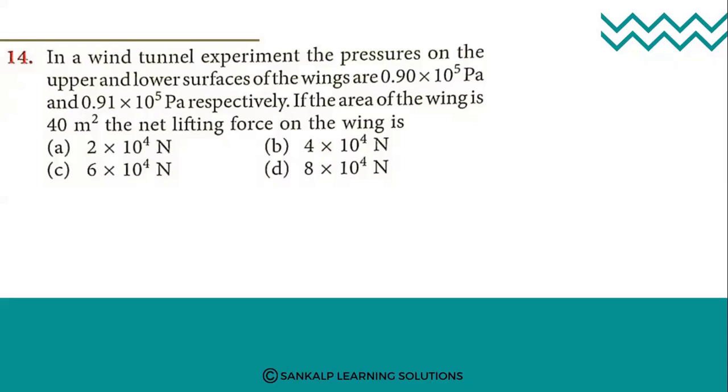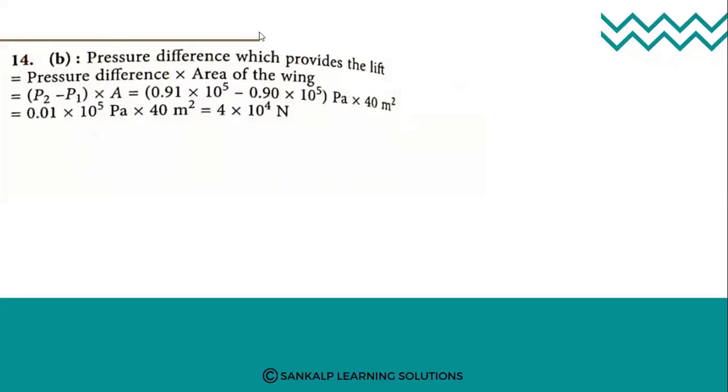So pressure is given as 0.90 into 10 raised to 5 Pascal and 0.91 into 10 raised to 5 Pascal, P1 and P2 values. And area is given as 40 meters square. We need to calculate the force. So the force is given by P2 minus P1 into A. P2 and P1 values are there, 0.91 minus 0.90 into area 40 meters square. If you simplify, the answer is 4 into 10 raised to 4 Newton. Very simple concept. Please copy down the solution.